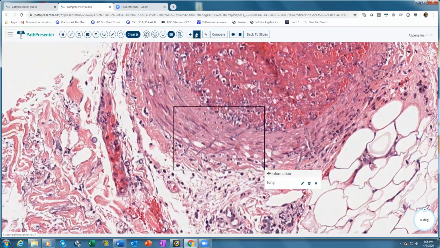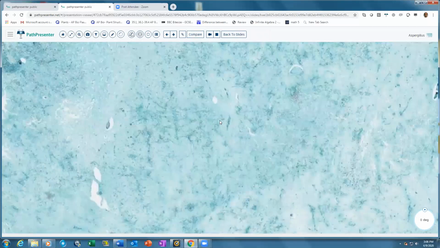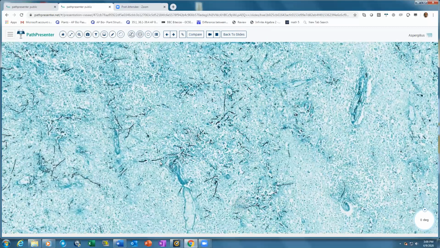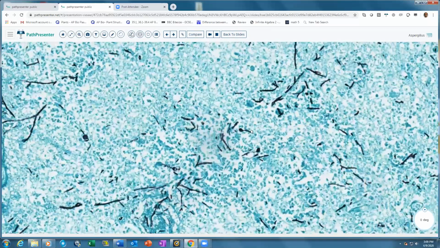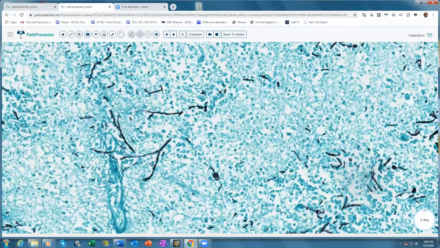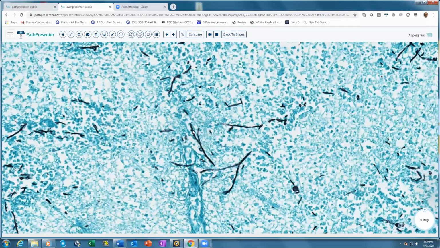And when you do the GMS stain, they are easy to recognize because you can nicely see the narrow septate hyphae. These are very narrow. And if you zoom in, you may even see the septations. So let's look here. You can even see the septations, and they have this 45-degree branching. So this is Aspergillus, but it can also be the other two types of organisms.